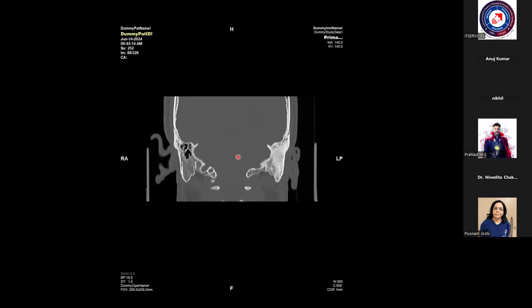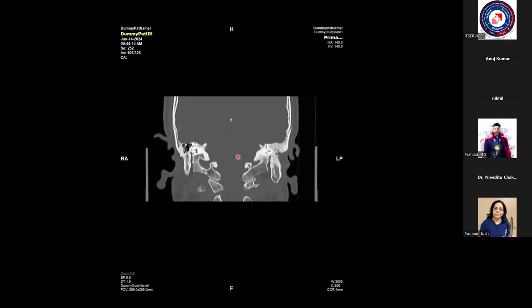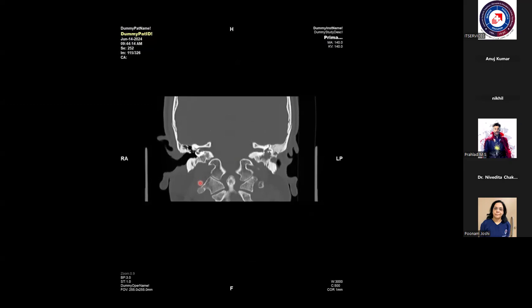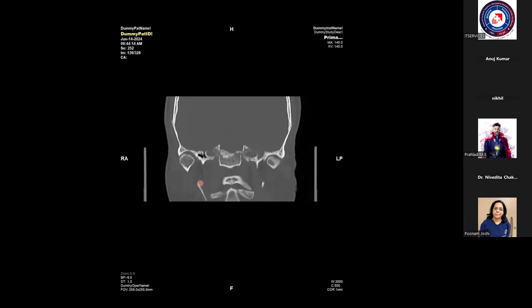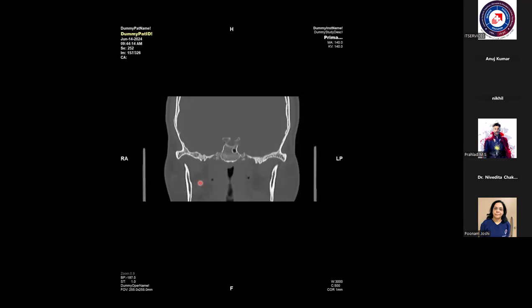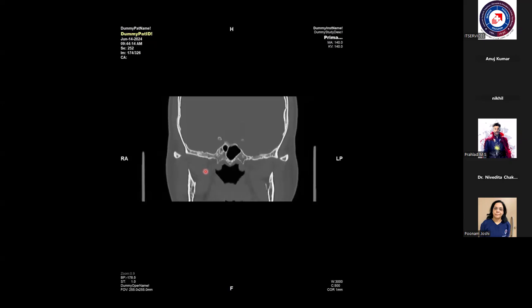Yes, Nivedita. So now let's go to the coronal section. Here also again you can see this is the mastoid segment of the facial nerve. Now I'm going from posterior to anterior. Now let's focus on this structure. This is the foramen ovale. I have come from posterior to anterior. So this structure is the foramen ovale. I'm going further anterior. These two bony structures are the anterior clinoid processes. Now I'm going further anterior.